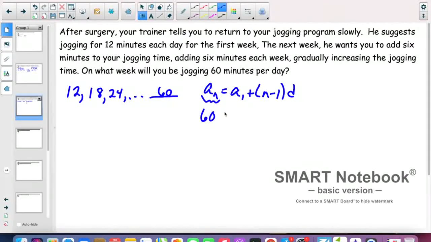So a sub n is going to be 60. A sub 1 is the first term, 12. We don't know what n is, but we know that d is 6. We're adding 6 to the time that you're jogging each week.